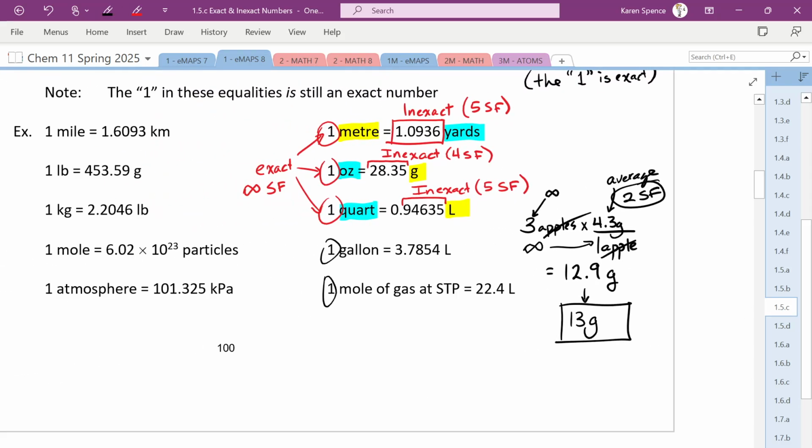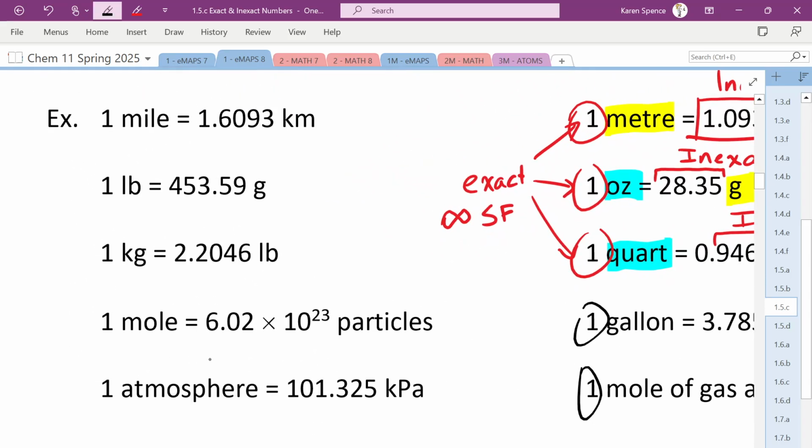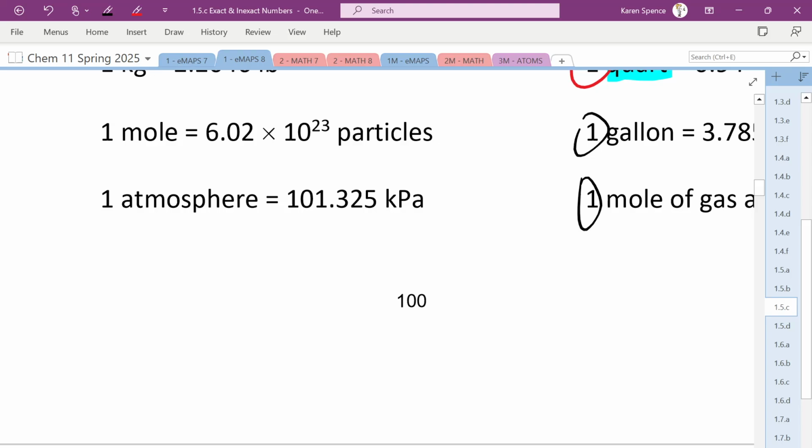We also have some numbers over here. Do you remember 1 mole is 6.02 times 10 to the 23? We talked about that. That's how many particles are in a mole. That number there is not exact. For one thing, it's a really big number. And for another thing, actually, let's pop to the next page.